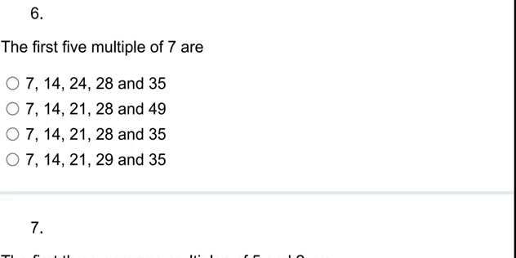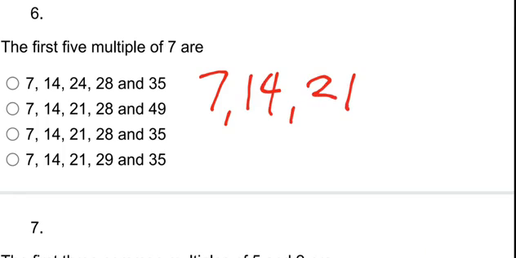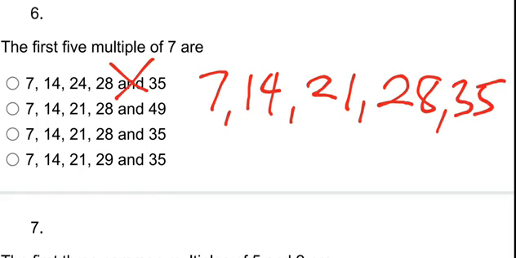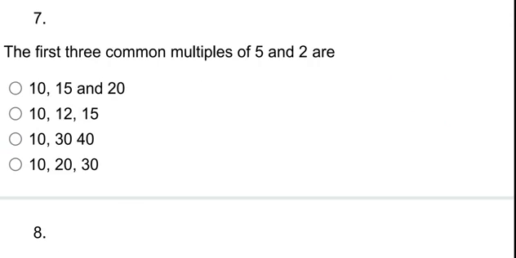On to the next question. Number 6 says the first 5 multiples of 7 are, so we start from 7, 14, 21, 28, 35. The first 5: 1, 2, 3, 4, 5. So 7, 14, 21, 28, 35. This will be the answer. There's no 49 there. So move to the next one.